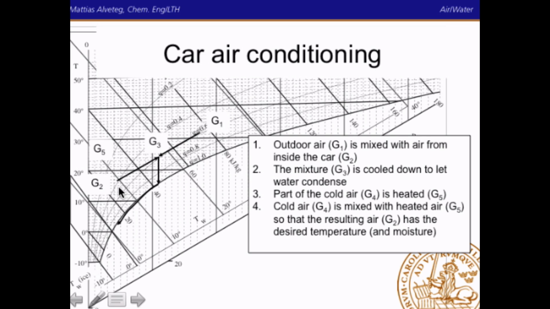Then we want to get to this temperature again, so we take part of the G4 and heat that all the way up to here, and then we mix G5 with what remains of G4 to get to the same point here. So this is at steady state, when we have reached a comfortable temperature and just want to remain at that temperature. The non-steady state problem is a bit more difficult to handle.